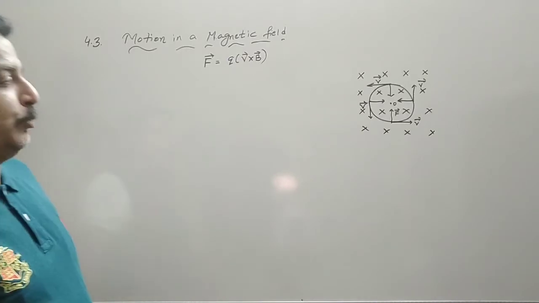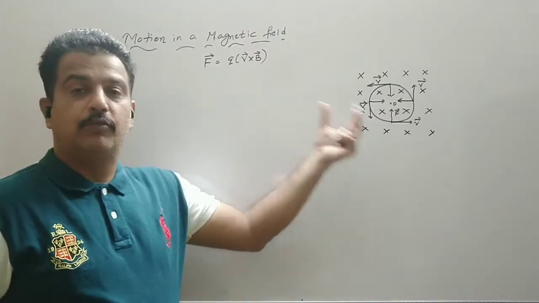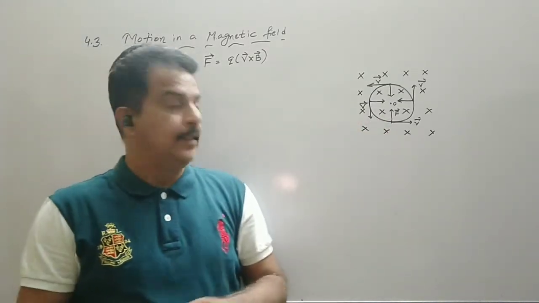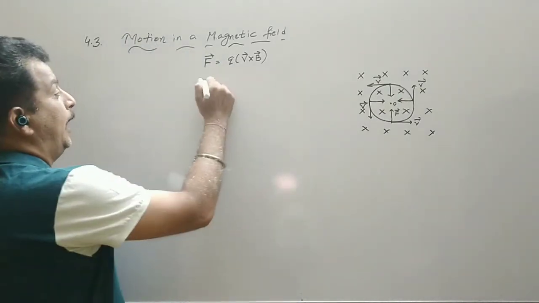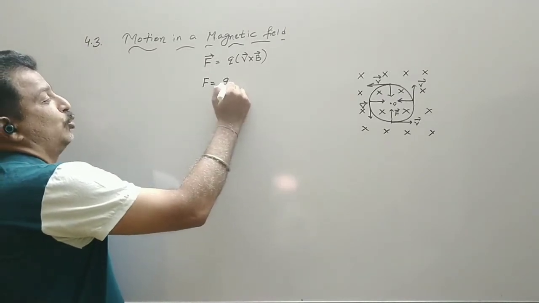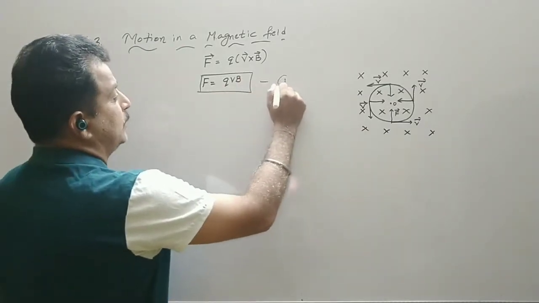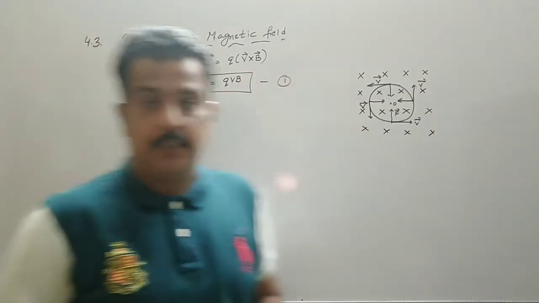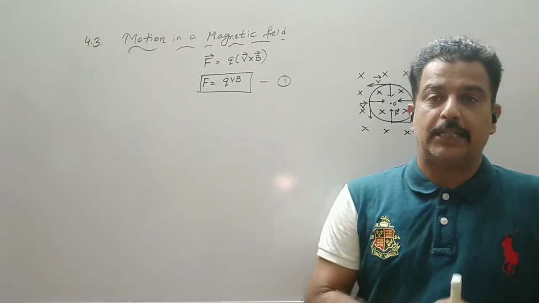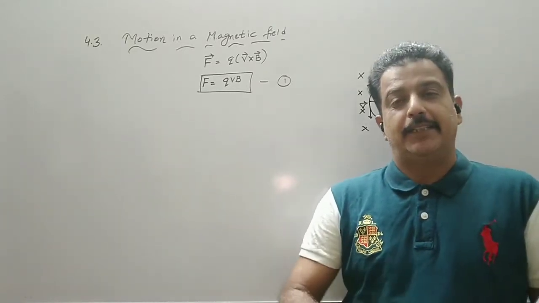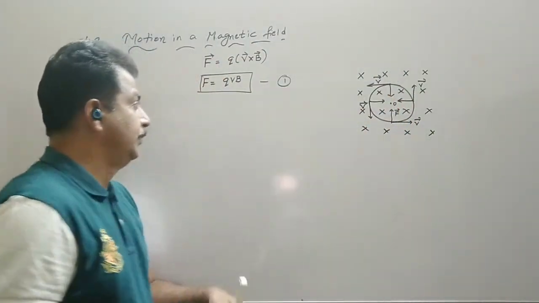Now the angle between V and B is 90 degrees. B is going inward, that is, for example, we have taken the negative z axis and V is taken along the x axis. So sin 90 is 1 and the magnitude of force comes out to be QVB. So this is the maximum force acting on the charged particle. So whenever a charged particle enters perpendicular to the magnetic field, the force acting on it is maximum, and it is zero when it enters parallel or anti-parallel to the magnetic field.